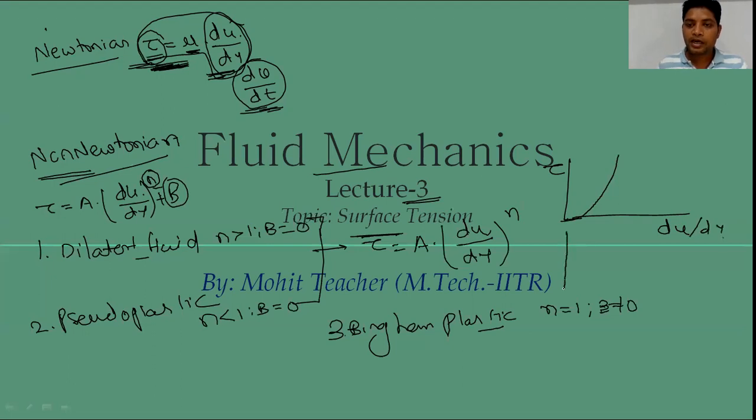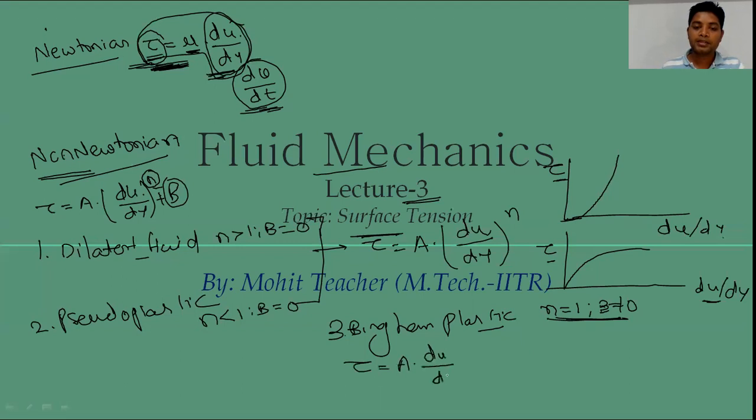If you want to draw a similar graph for the pseudoplastic fluid, this is du by dy and this is tau, and the relationship will be like this. It means the shear stress in comparison with du by dy increases sharply for one curve, and in the other case tau in comparison with du by dy is less. If you see the relationship for the Bingham plastic fluid, then the equation will be tau equals a into du by dy plus b.